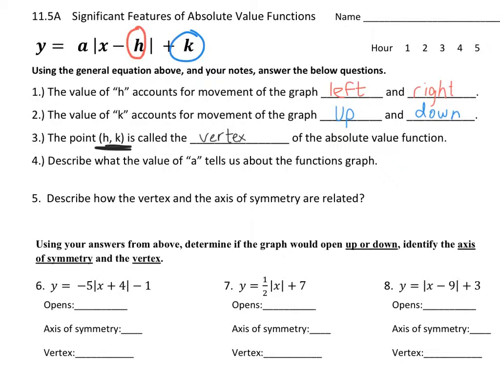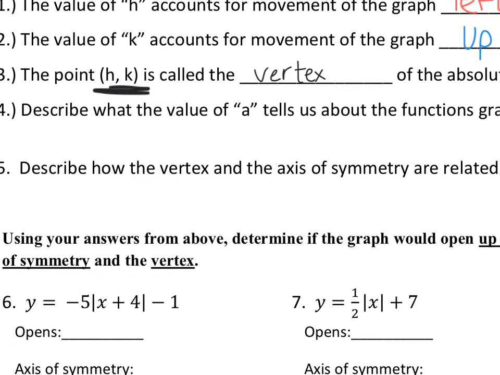Now, actually, let's do number 4 as well. So what does the value of a tell us? A right here. Well, it's just like we've seen in those other graphs as well. If a is positive, the graph's going to open up. If it's negative, it opens down. So a tells us whether it opens, and open is the key word, opens up or down.